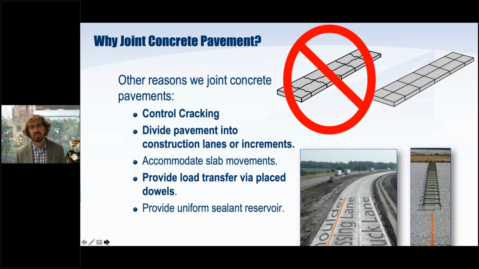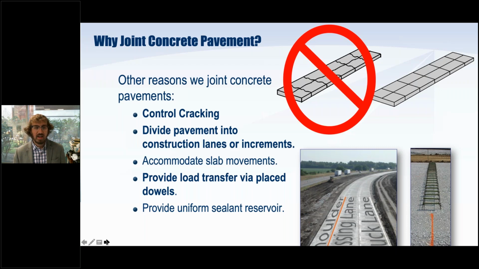Additionally, when we have these joints, it's to divide the concrete into constructible lengths. See in the bottom left picture, if we had, say, 3 lanes wide or 4 lanes wide, we wouldn't really want to pave that in one pass, so we would have to construct it in multiple passes. So that's what joints are in there to do as well.